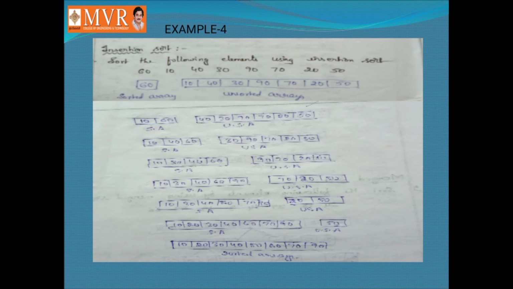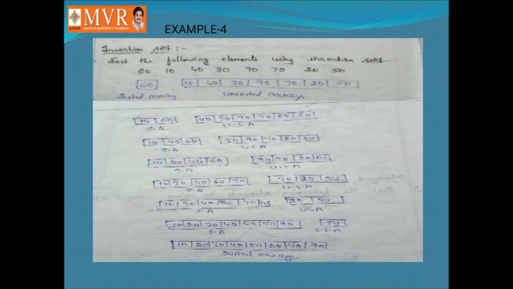Again, take another element from the unsorted array. What is it? 90. Compare this 90 with the elements in the sorted array: 10, 30, 40 and 60. Comparing 90 with 10, with 30, with 40, with 60. 90 is bigger than all the elements, so it should be placed after 60. Now the sorted array becomes 10, 30, 40, 60, 90, and my unsorted array becomes 70, 20 and 50.